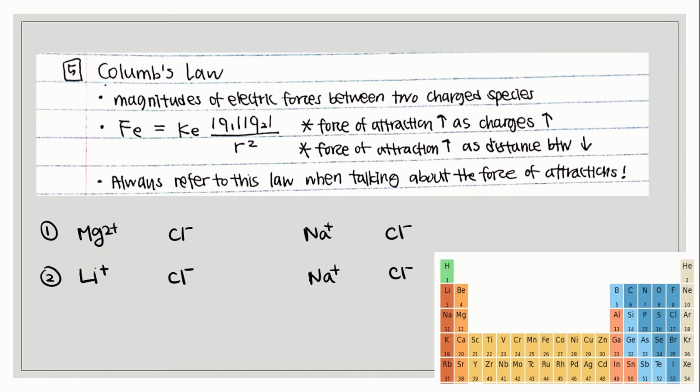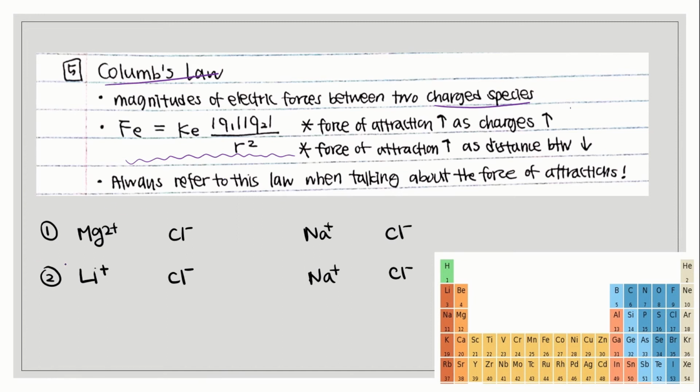This topic is Coulomb's law. It is the magnitude of electric forces between two charged species. Two charged species can be nucleus and electrons, and also just two polar molecules. This is the formula. You do not have to memorize it. You just have to know that force of attraction increases as charge increases.